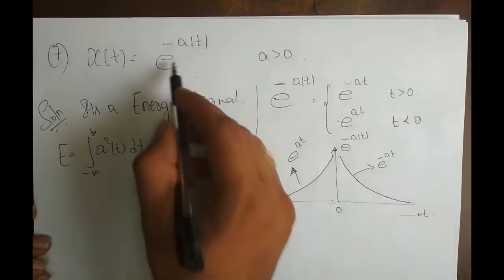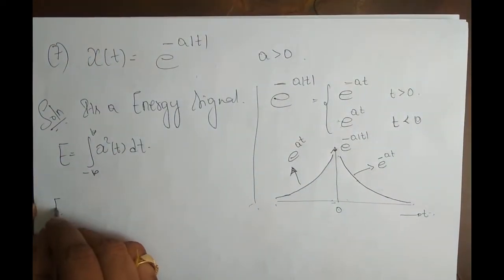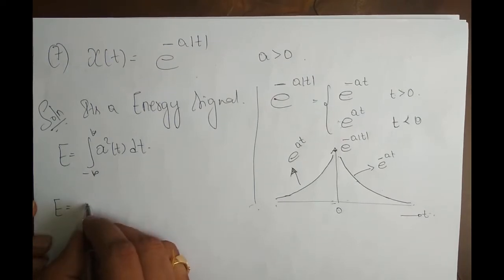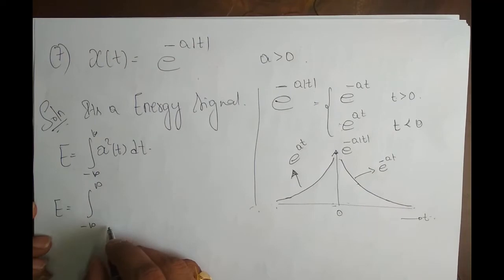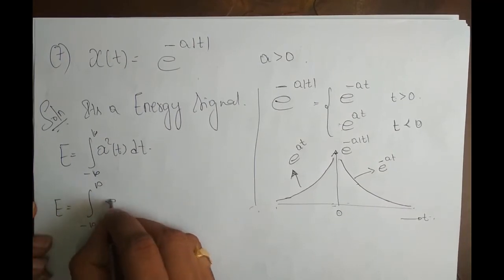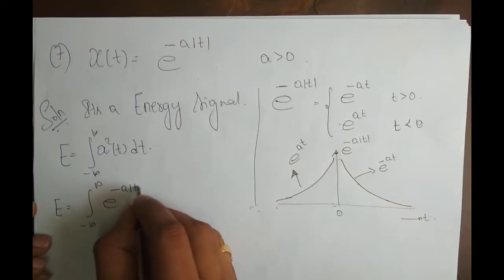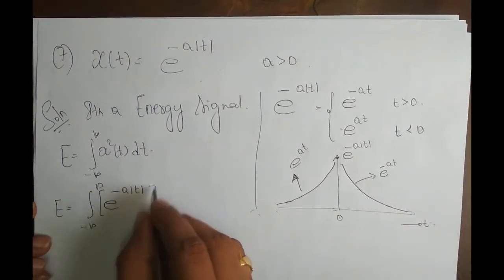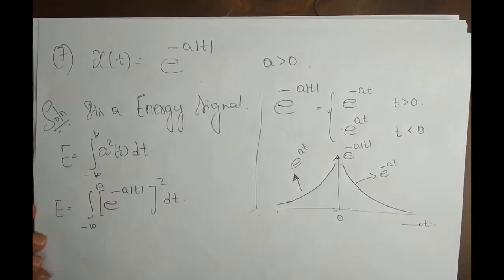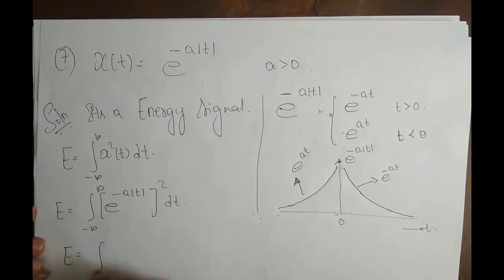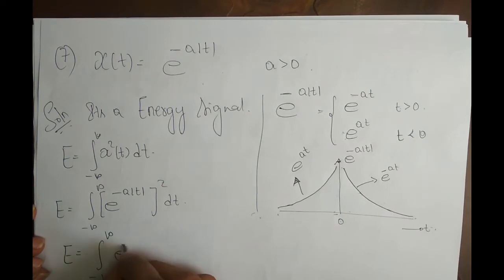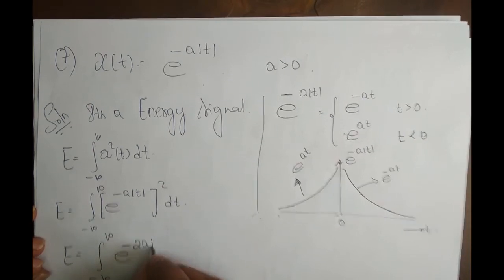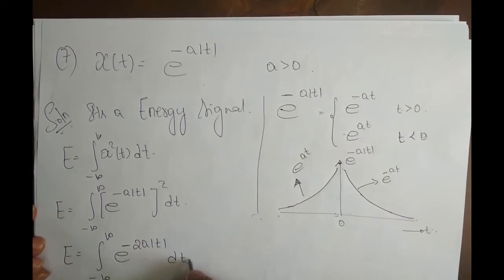Okay, as a whole, e power minus a mod t, let me write it here. E is equal to integrating from minus infinity to infinity, e power minus a mod t whole square, because x square of t dt, right? So E is equal to integrating from minus infinity to infinity. I'll take this 2 inside, e power minus 2 times a into mod t dt.